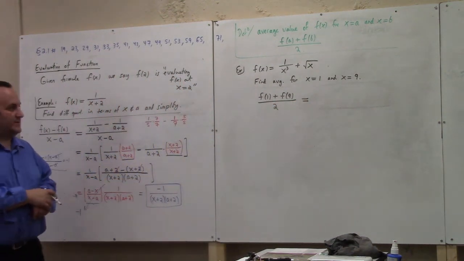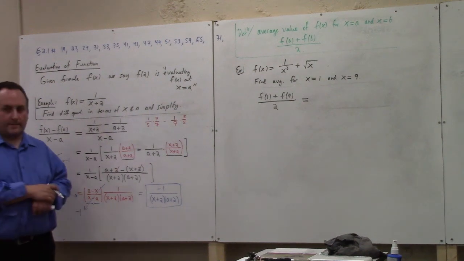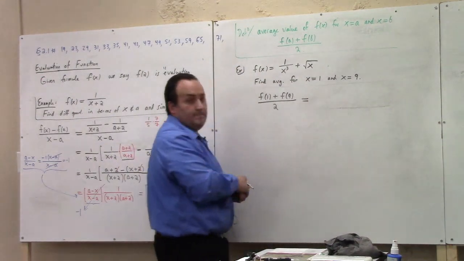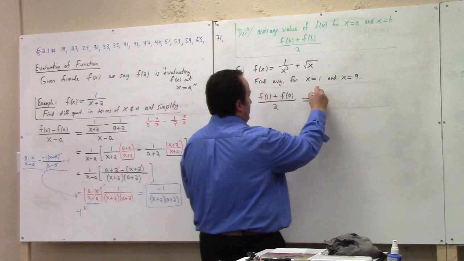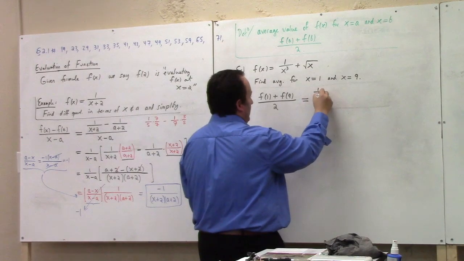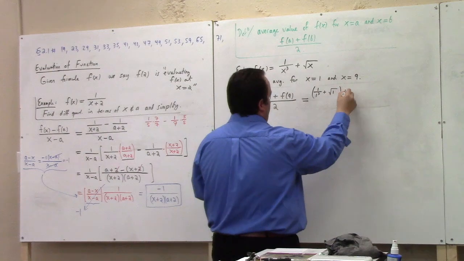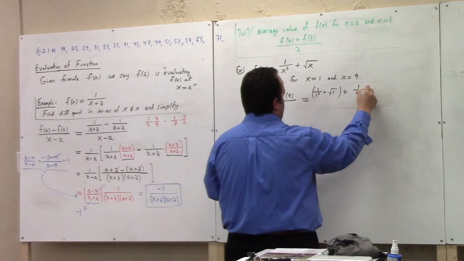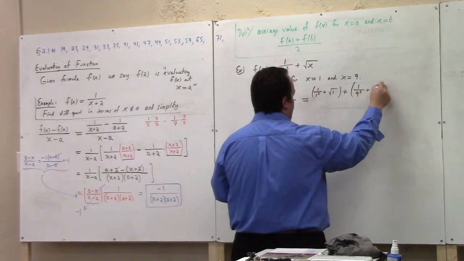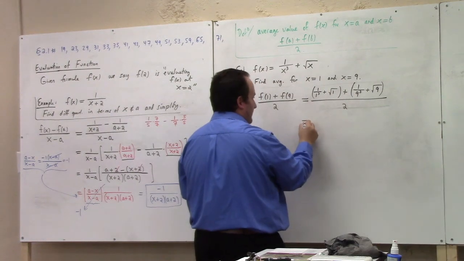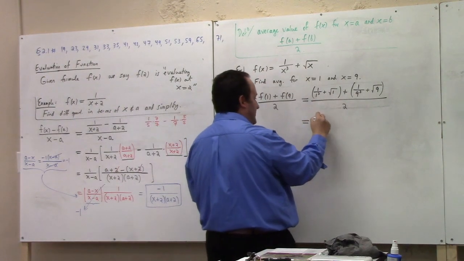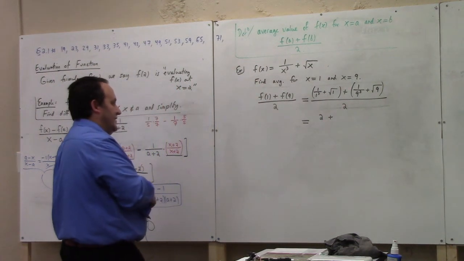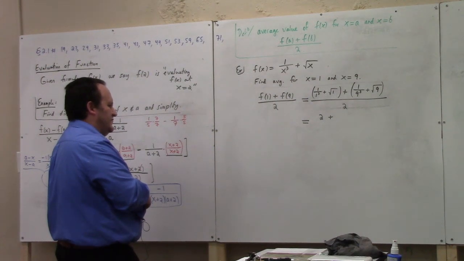So what's f of 1 equal to here? One over 1 cubed, right? Plus the square root of 1. And then f of 9 is 1 over 9 cubed, plus the square root of 9, all over 2. And so the first thing is easy enough. That's 2. 1 over 9 cubed is 1 over 9 times 81, which, was that 729?